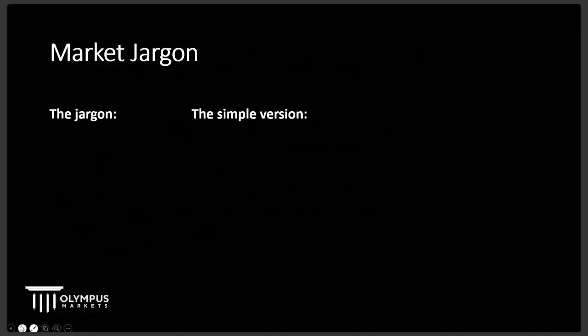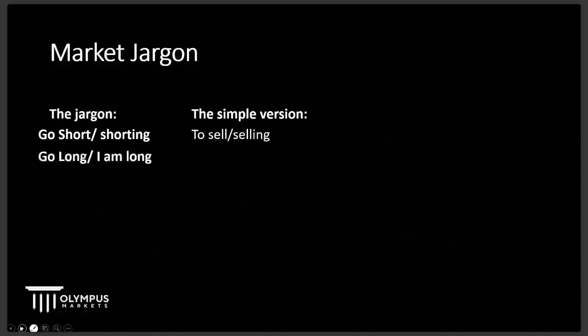Go short or shorting. This basically means to sell or I'm selling. So if I go short or I'm shorting something, I believe something is going down in value. If I go long or I'm long, it means I'm going to buy an asset because I believe it's going to go up in value. Squaring up basically means I'm closing my positions.